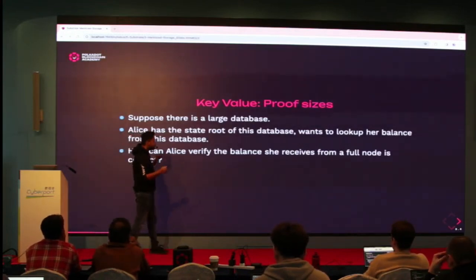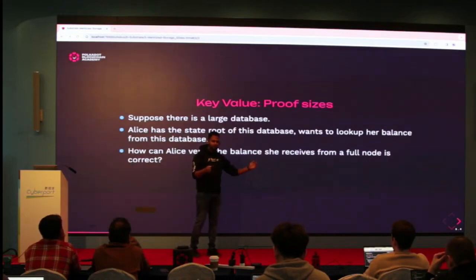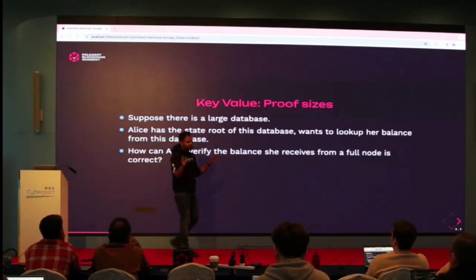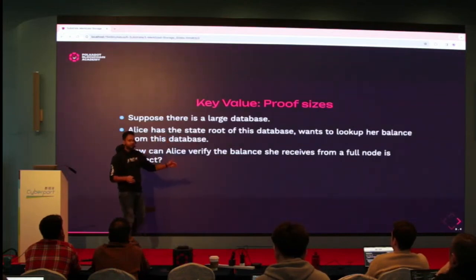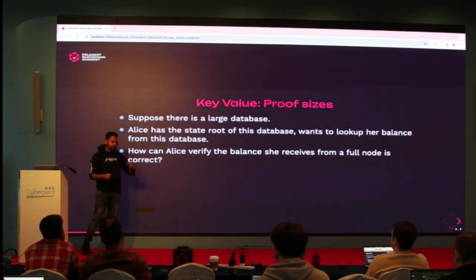She will go and ask a full node, what is my balance? Full node returns something. Your balance is 200. How does she trust that what the full node is saying is true? How does Alice verify that the value the full node sent her is actually what it claims it is?